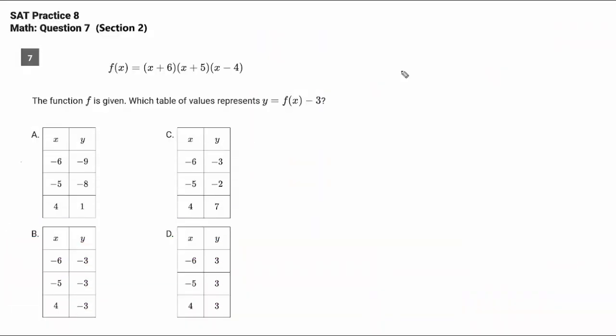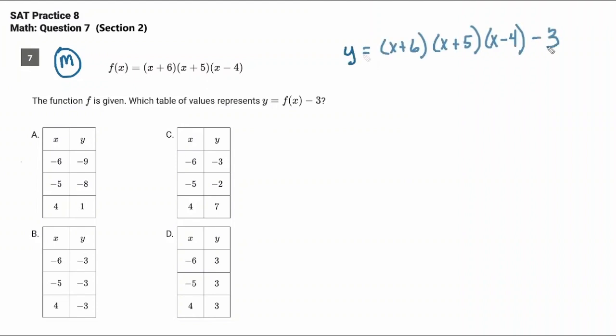We're on SAT Practice Test 8, Math Section 2. Welcome to question 7. Level of difficulty, it's medium. The function f is given. There it is. Which table of values represents y equals f of x minus 3? So the way to do this is you're going to say y equals the function, and then you're going to subtract 3. There's the function, minus 3.